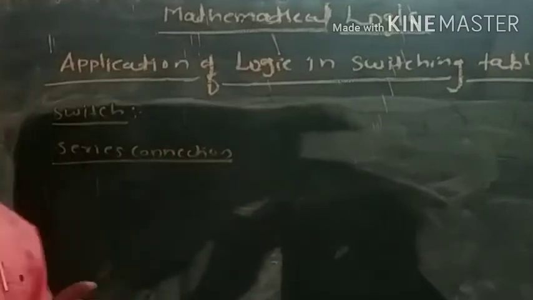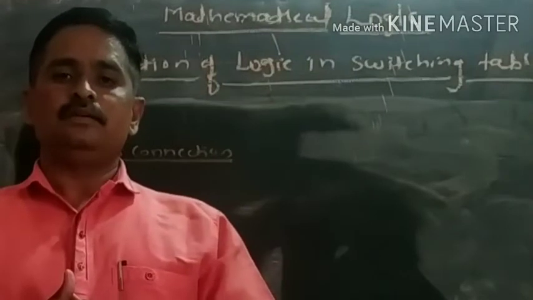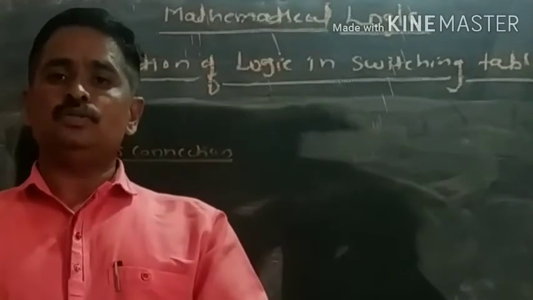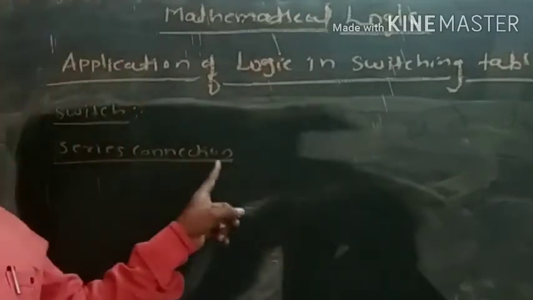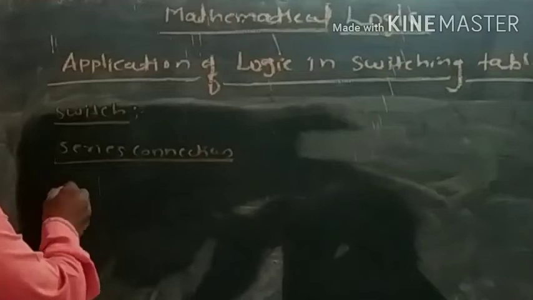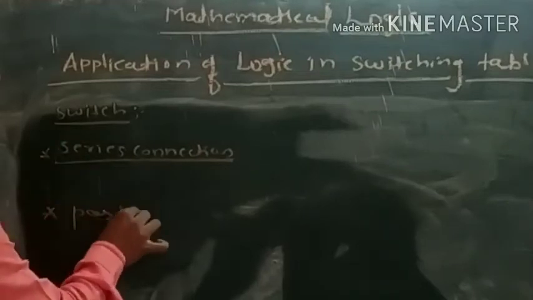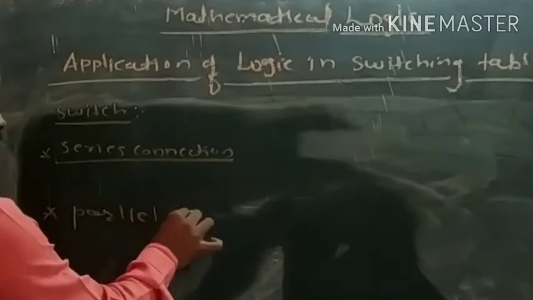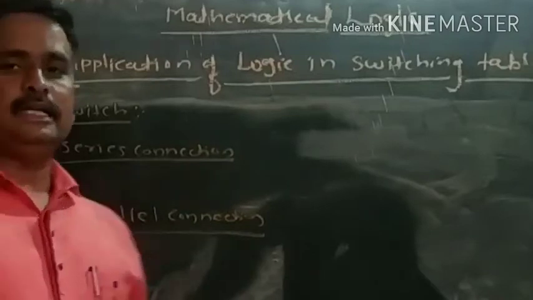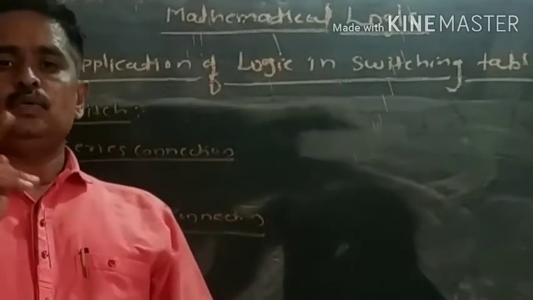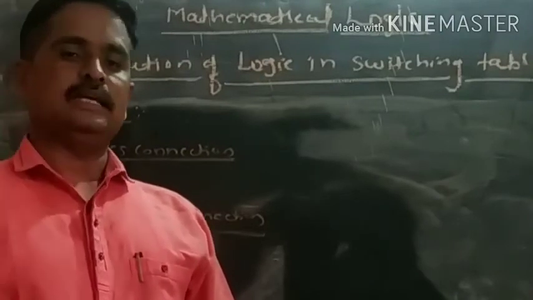Now in a switching circuit or in a circuit diagram, there are two methods used to connect two switches. The first one is series connection, and the second one is parallel connection. So switches are connected in two ways: first series connection and second parallel connection.